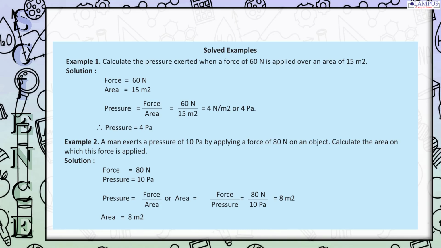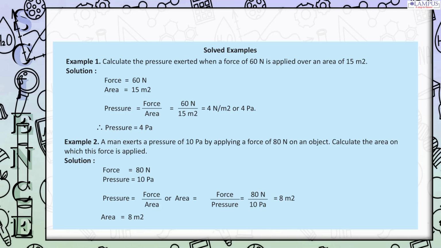Solved examples. Example 1. Calculate the pressure exerted when a force of 60 Newton is applied over an area of 15 meters square. Solution. Force equals 60 Newton. Area equals 15 meters square. Pressure equals force divided by area equals 60 Newton divided by 15 meters square equals 4 Newton per meter square, or 4 Pascal. Therefore, pressure equals 4 Pascal.